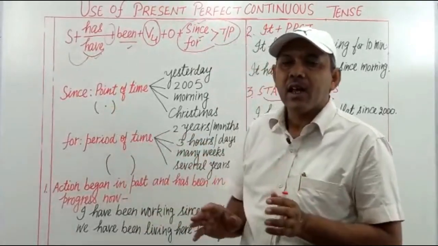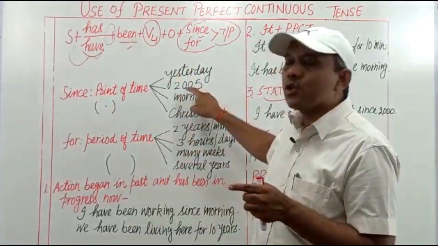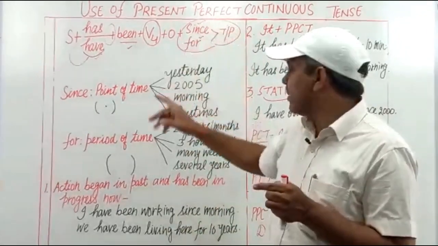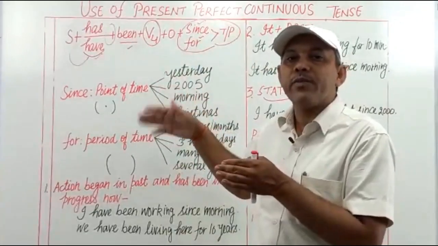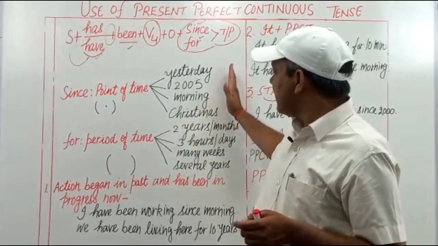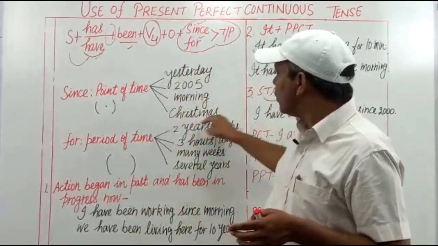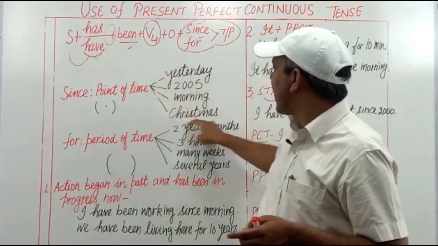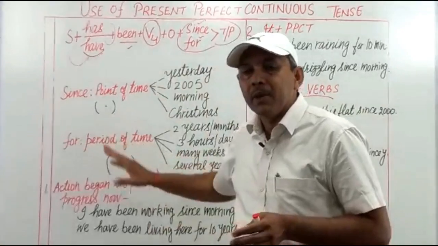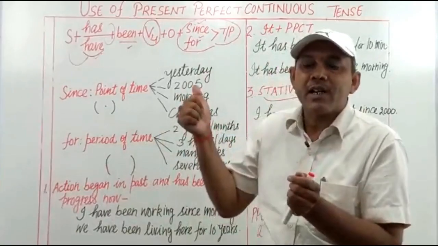Point of time means since yesterday. Yesterday is a point of time. Since 2005, it is also a point of time. Since morning, point of time. Since Christmas means 25th of December, this is also a point of time. Since 1990, since January. In this way, we use since for point of time phrases, and we use for for time phrases expressing a period of time instead of a point of time.